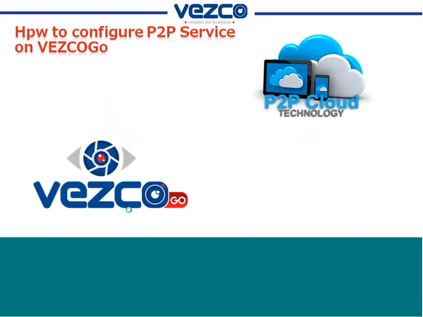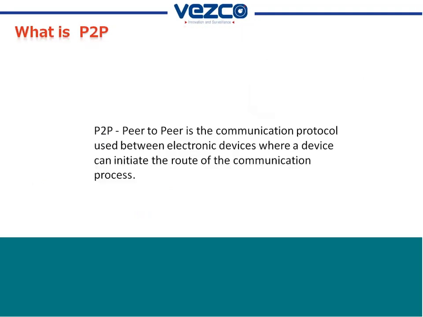So again, our webinar is about P2P services and how to configure P2P services on our cloud and with VezcoGo. First of all, what is P2P? P2P is peer-to-peer, the communication protocol used between electronic devices where a device can initiate the route of the communication process. So basically, it's whenever you have one device speaking directly to another device and routing that communication process directly to one device.